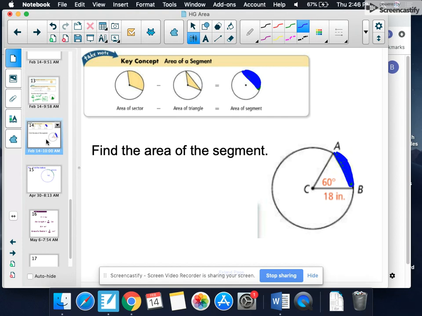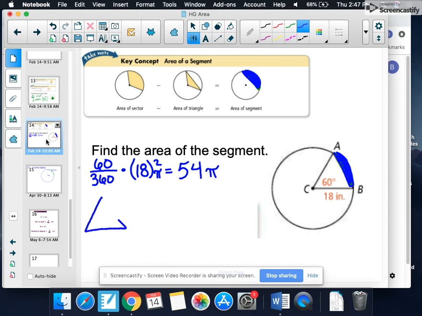To get the area of the sector, we're going to take the arc measure, which is 60 over 360. And then we're going to multiply that by our radius squared, so by 18 squared. So we're going to do 60 times 18 times 18 divided by 360, and that's going to leave us with 54 pi. So that's the area of our sector. Then we're going to do the area of the triangle.